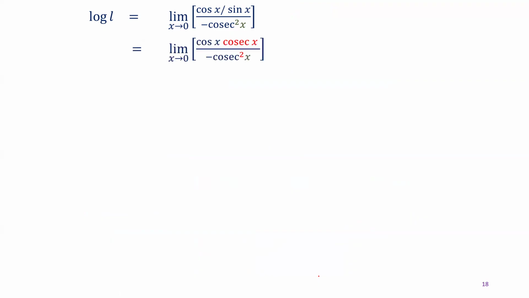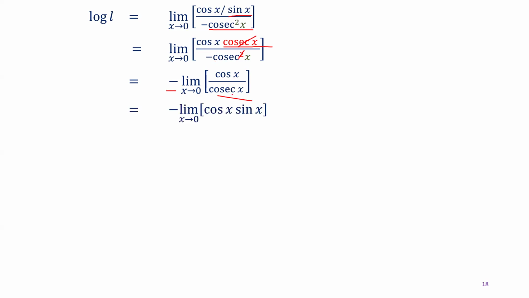Again, we know what minus cosec square x is. Just look here, 1 upon sin x can be written as cosec x. And now one cosec x from the numerator and the denominator will cancel. We have cos x upon cosec x, and we have taken the minus sign outside. But what is cosec x? It is nothing but 1 upon sin x. And now if we write cosec x as 1 upon sin x, then sin x goes to the numerator and it will be multiplied with cos x. Therefore, the limit is converted to cos x into sin x when x tends to 0.